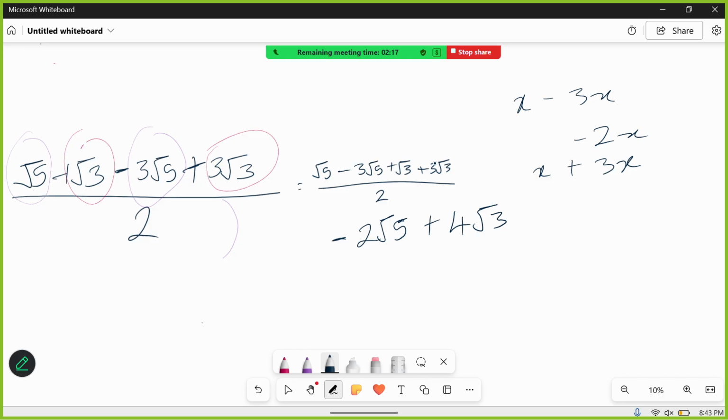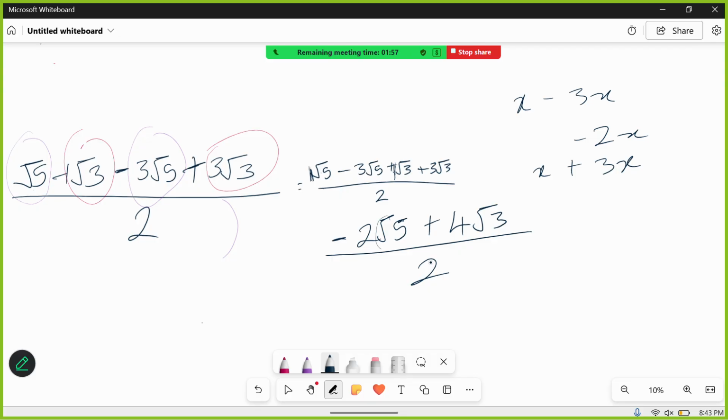Add the number in front here. Let the root remain the same. I brought it out. There's a 1 here that is not written. That 1 minus 3 is what gave us minus 2. There's a 1 here also. That 1 plus 3 is what gave us 4 over 2. Are you getting that? And we are done.